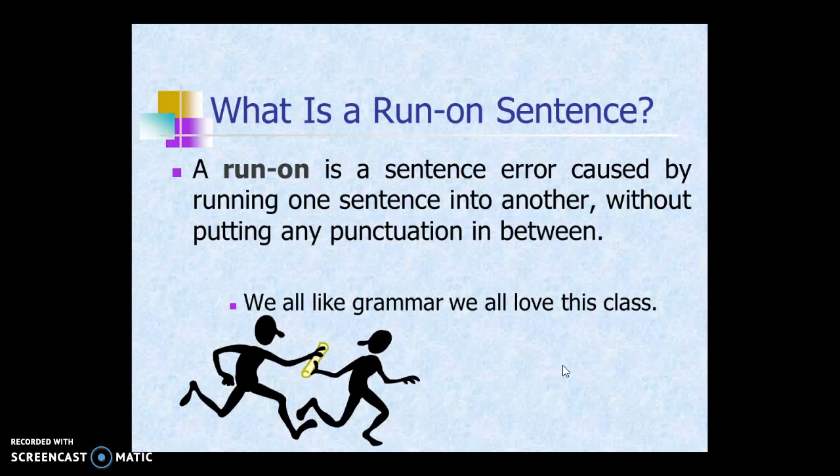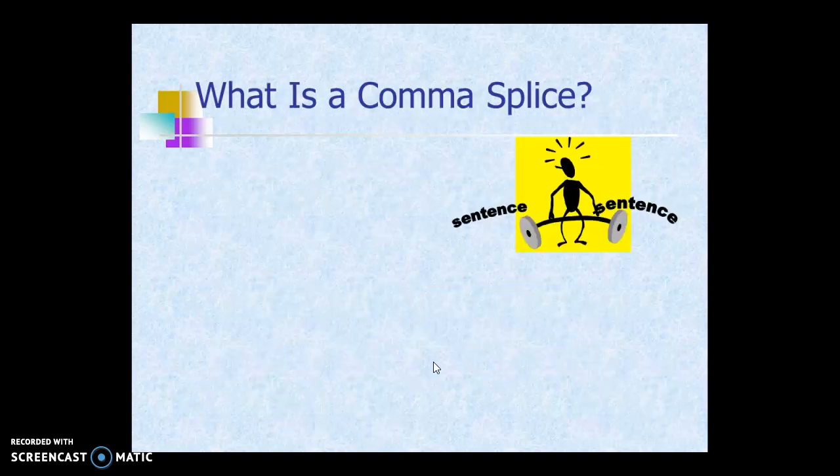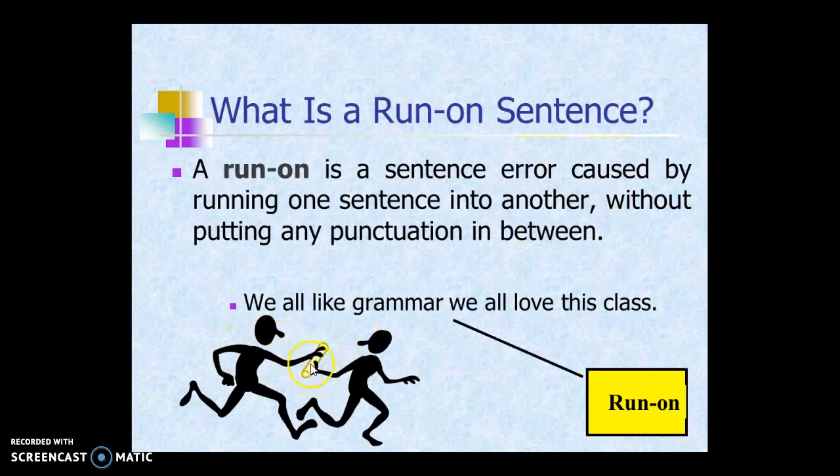When we don't punctuate sentences correctly, we run into a problem called run-on sentence. But what is a run-on sentence? A run-on is a sentence error caused by running one sentence into another without putting any punctuation mark in between. How does it work? We all like grammar we all love this class. Do you see the problem here? We all like grammar. We have a subject, we have a predicate. But we have another idea here. We have another subject and we have another predicate. And we have run-on 2 sentences here because we have one idea and then another idea, one after the other. That one is called a run-on sentence. And as you see the picture here, one idea runs into the other one. So you don't let the reader see where one ends and the other one begins.